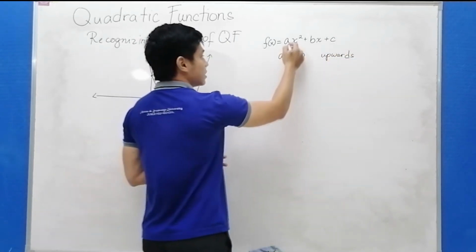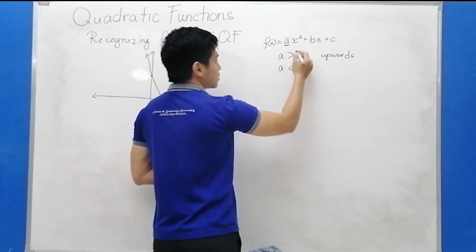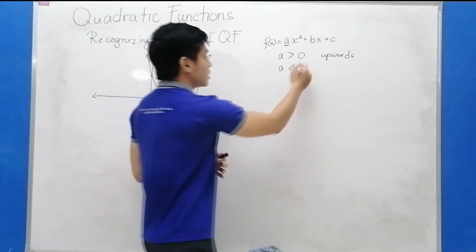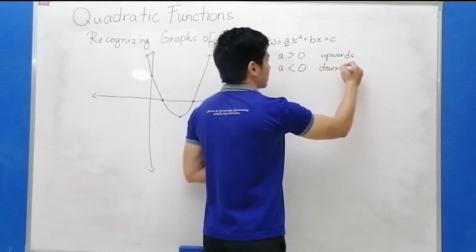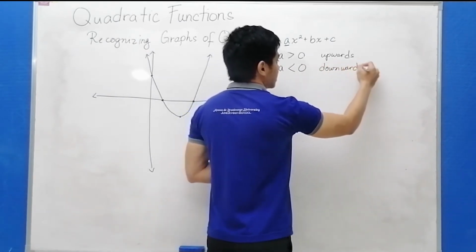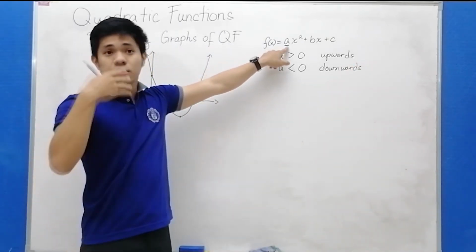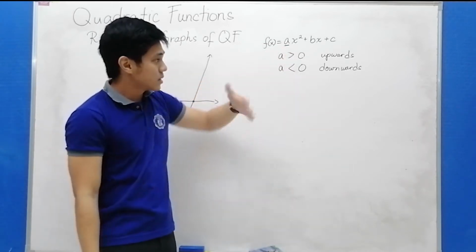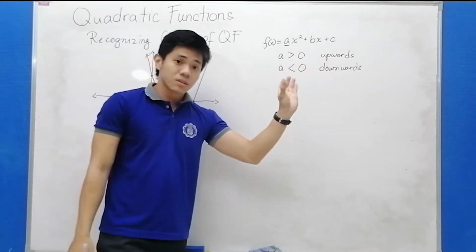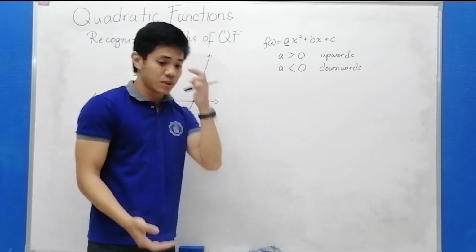But if A in this equation is less than 0, meaning it's a negative number, it's going to be opening downwards. These are key things that we need to identify. If A is, for example, positive 1, 2, 3, 4, 5, etc., it's going to open upwards, while if it's negative, it's going to be opening downwards. That is an important thing we need to take note of.